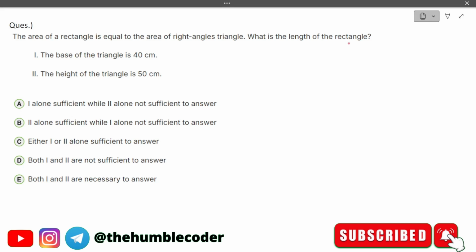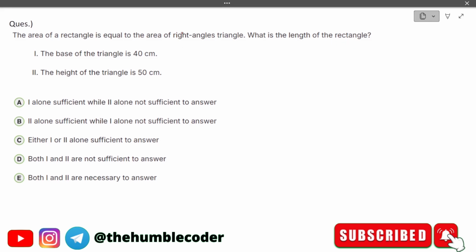Okay, what is the length of a rectangle? Now see, again this is a data sufficiency based question. So in data sufficiency based questions, we have two statements, and based on these two statements, we have to tell whether we can find the answer to this question or not. Let's see how we can solve this one.